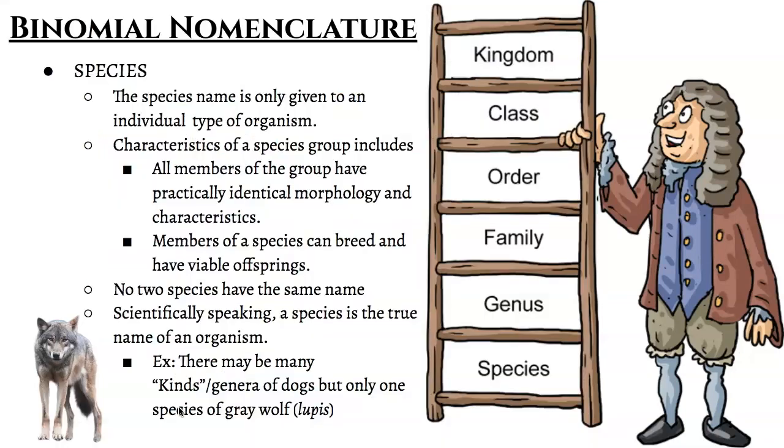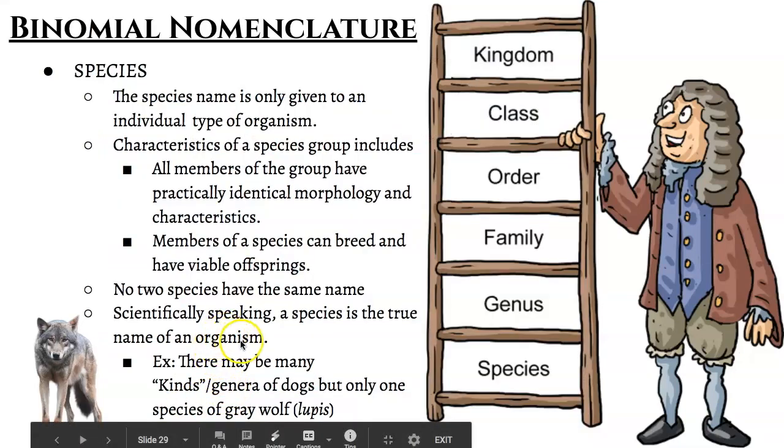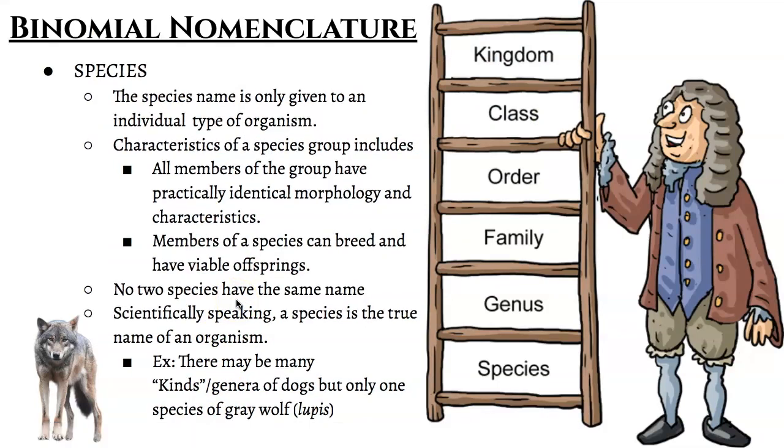And so going back here, the other important thing about species, and I want you to highlight this, underline it, circle it, whatever you need to do in your notes, because this is our best definition of what defines something as a unique species, is if those species can breed and have viable offspring.